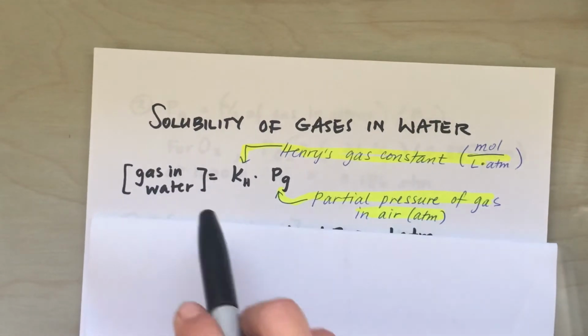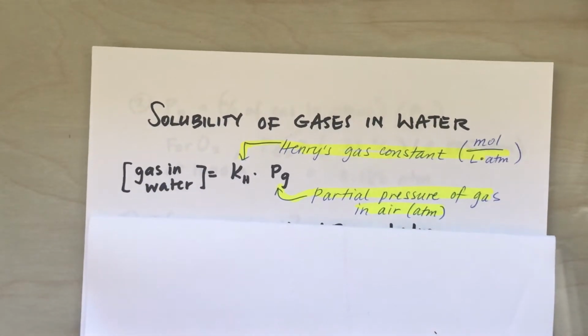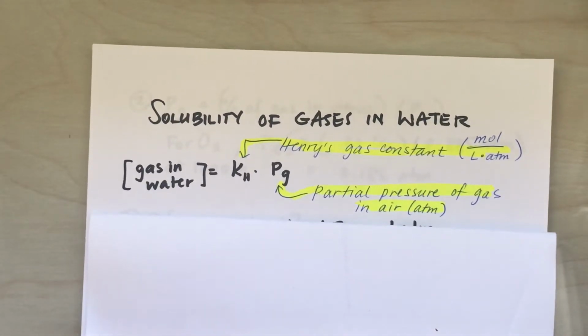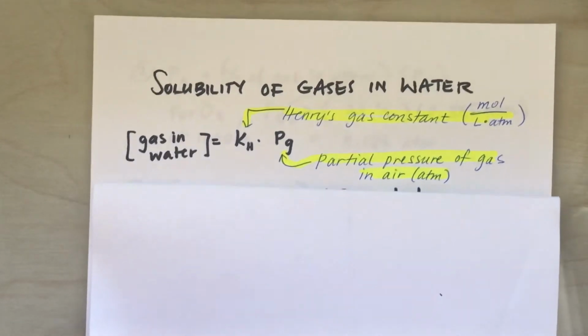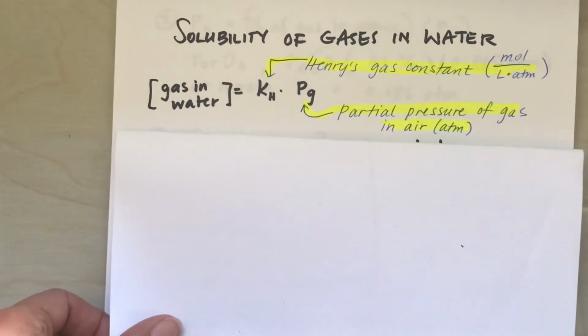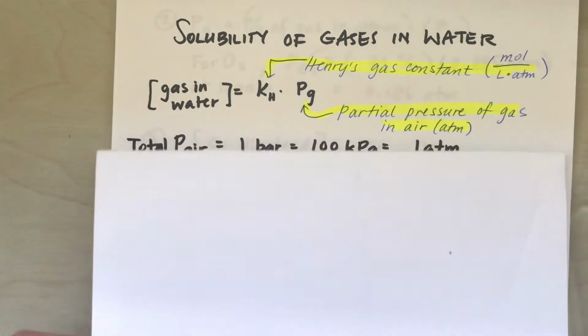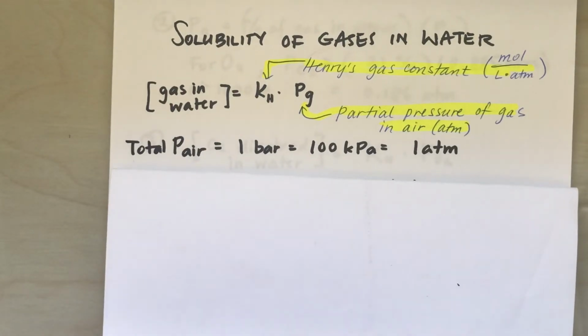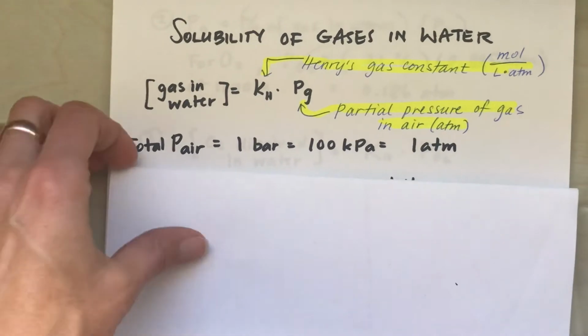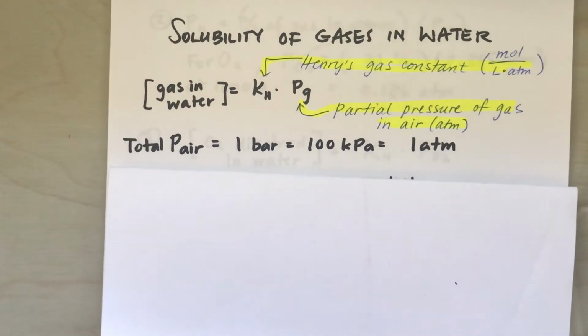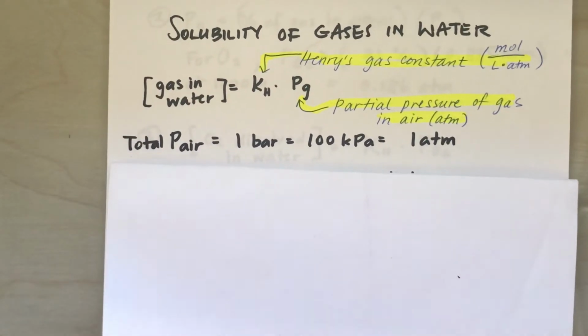So what's going to be the concentration of gas in water? For example, oxygen in water or CO2 in water. Those are some things we want to know for environmental engineering problems. It's important to know what we are talking about when we talk about partial pressure. The total pressure of air is 1 bar, or 100 kilopascals, or 1 atmosphere. Those are all equivalent, different units.